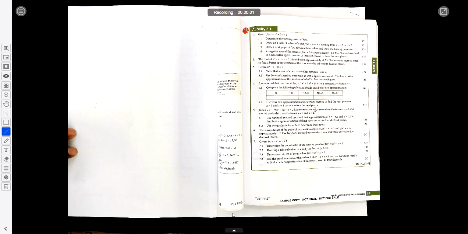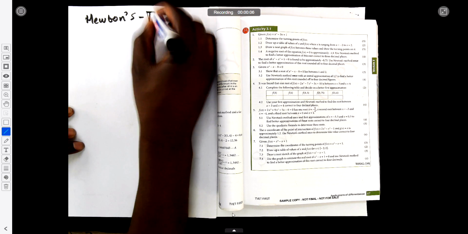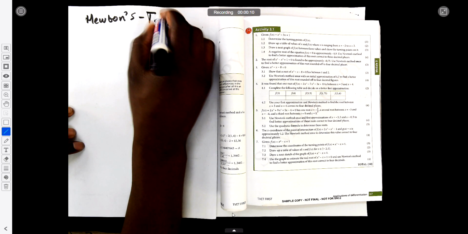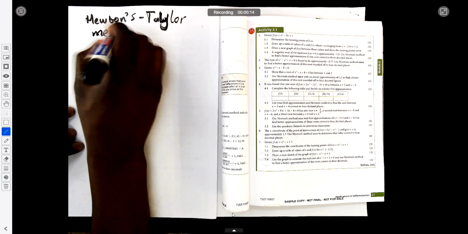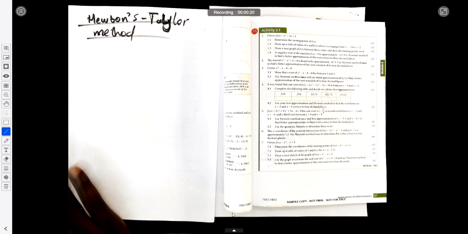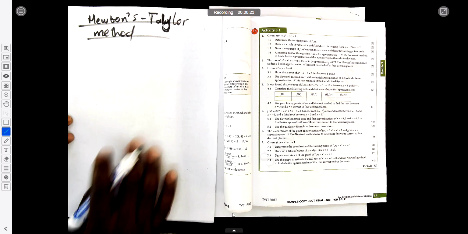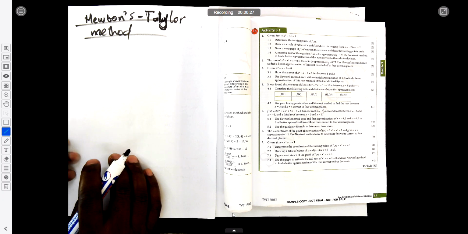Methods. So I want us to look into applications where we deal with Newton's Taylor method. Really, this is supposed to be Y Taylor method, or we used to call it Newton's Raphson method. So how or where do we apply it?